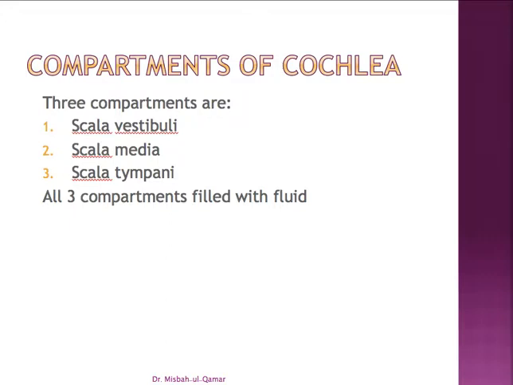Well, we are talking about the compartments of the cochlea, which are three. That is scala vestibuli, scala media, and scala tympani. All three compartments are filled with fluid, but the fluid is different in different compartments. Scala vestibuli and scala tympani contain the perilymph, while the scala media contains the endolymph, right? And the basilar membrane lies between the scala tympani and scala media.